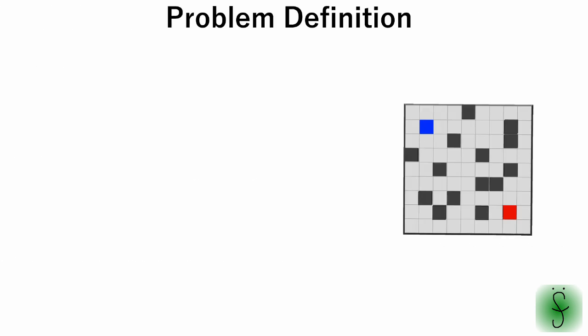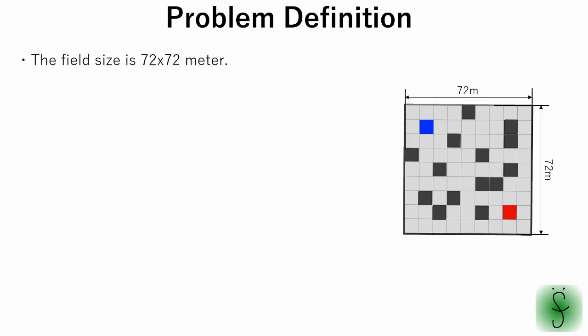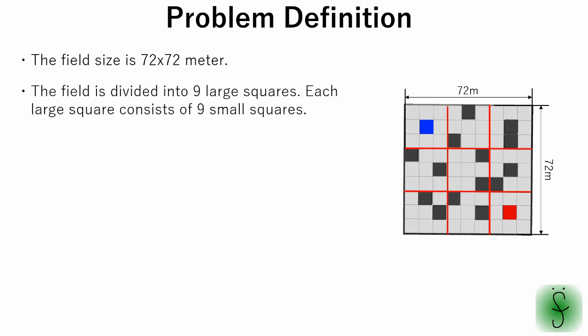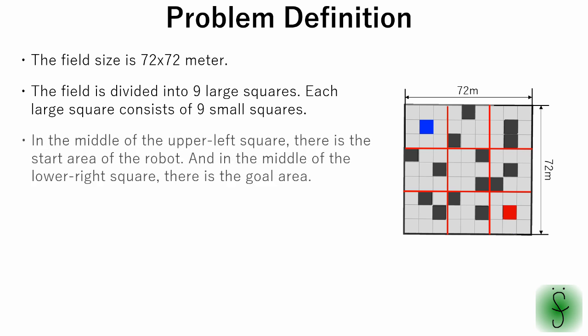Now let's see the problem we will solve using this method. We have a field of size 72 by 72 meters on which the robot will move. The field is divided into 9 large squares. Each large square consists of 9 small squares. In the middle of the upper left square, there is the start area of the robot. And in the middle of the lower right square, there is the goal area.